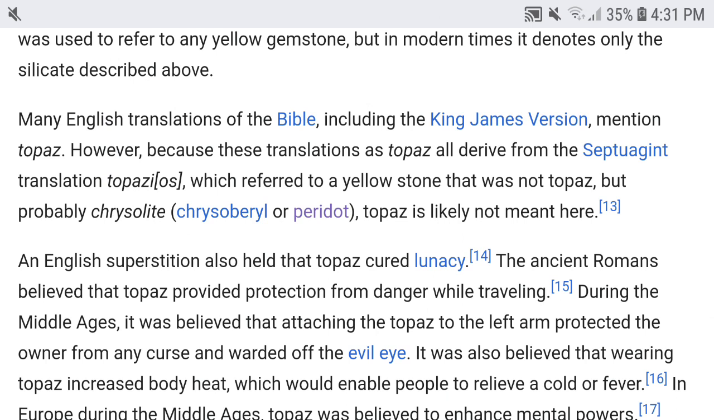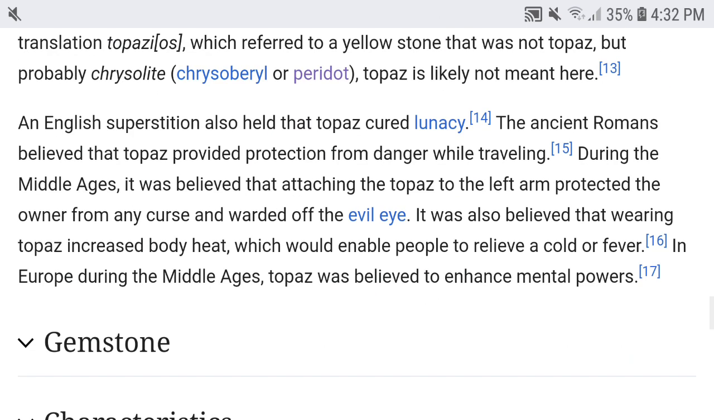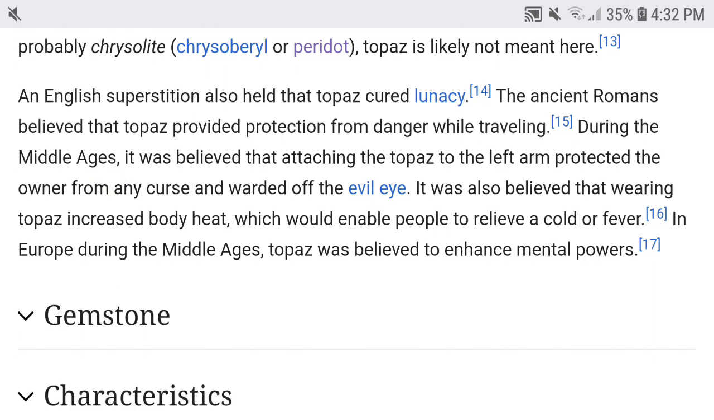So we also mentioned peridot in past episodes as well. Topaz is likely not meant here. So it's just transliteration, although they don't really mean topaz, it just translates to topaz. Back then, people didn't really know there were so many other gemstones. I guess they just misunderstood or mistakenly thought this was the other ones as well, which is pretty common.